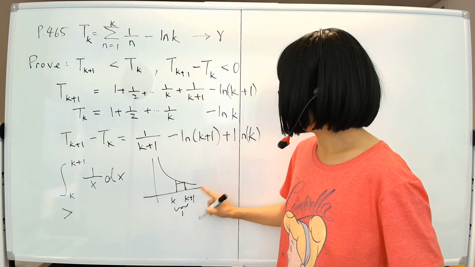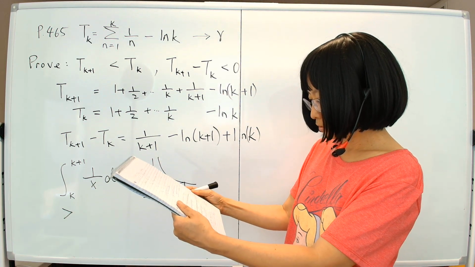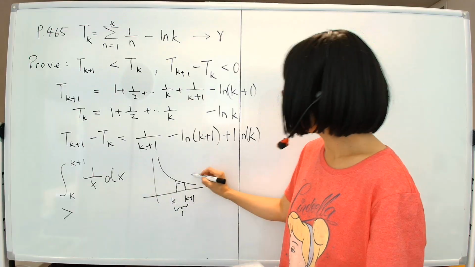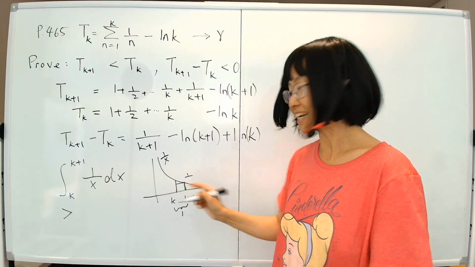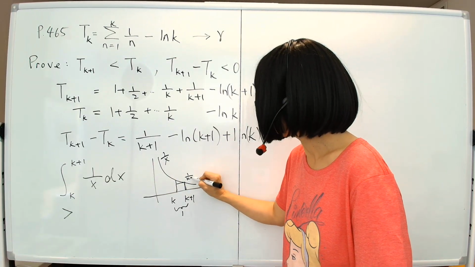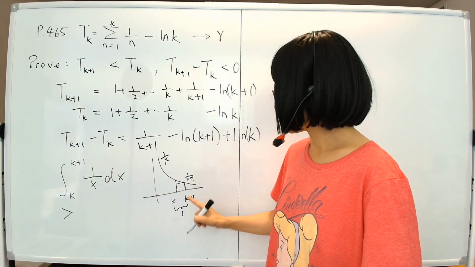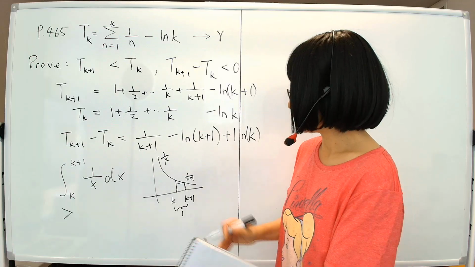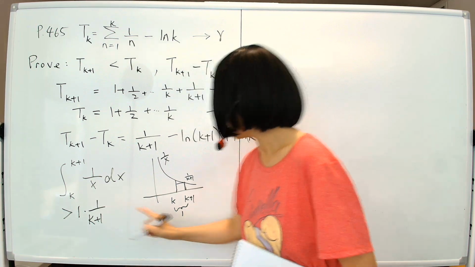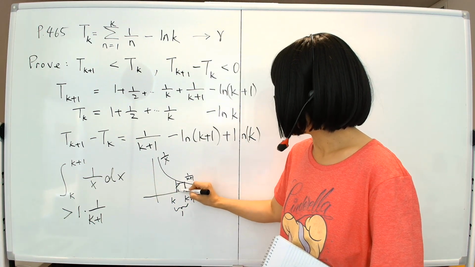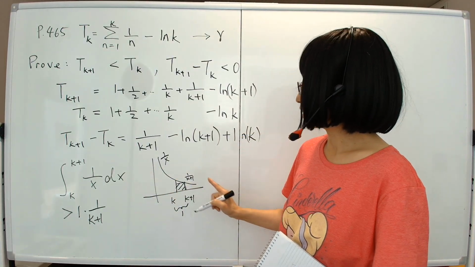Sorry, I said that wrong. Let me figure out what I'm talking about. The height here is 1 over k plus 1, because this is 1 over x, right? The function is 1 over x, so the height is 1 over k plus 1. All right, so the area under the curve of this whole area here is bigger than this rectangle, which has 1 times 1 over k plus 1 as the area. So here's the area of just the rectangle, right? And the area under the curve is somewhat bigger. So that is actually the trick.